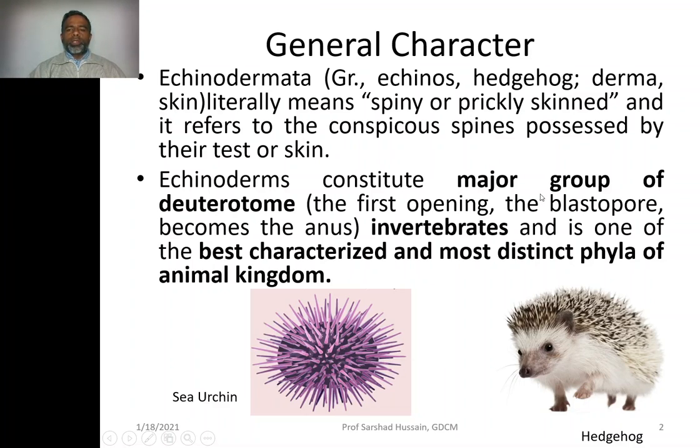Echinoderms constitute a major group of deuterostome invertebrates. Deuterostome, you know, are the organisms in which the blastopore becomes the anus, it will not become the mouth. All the invertebrates we have discussed till date, up to mollusks, were protostomes, whereas these are deuterostomes. And from now onwards, all the vertebrates are also deuterostomes. Because this is the major phylum of invertebrates having deuterostome nature, this phylum is best characterized and the most distinct phylum of the animal kingdom.